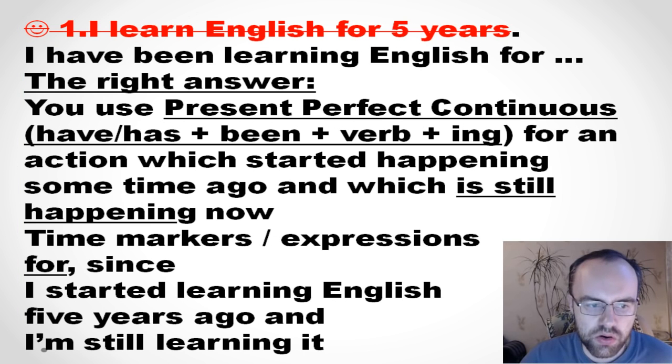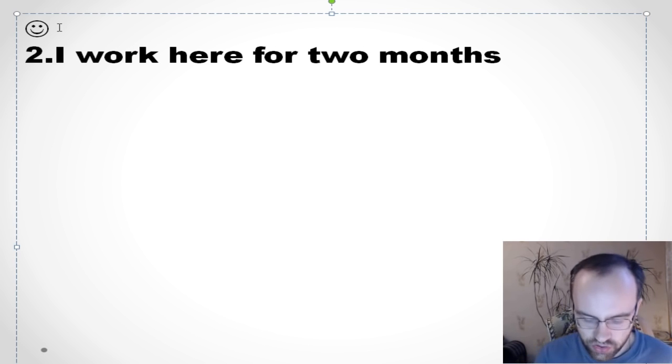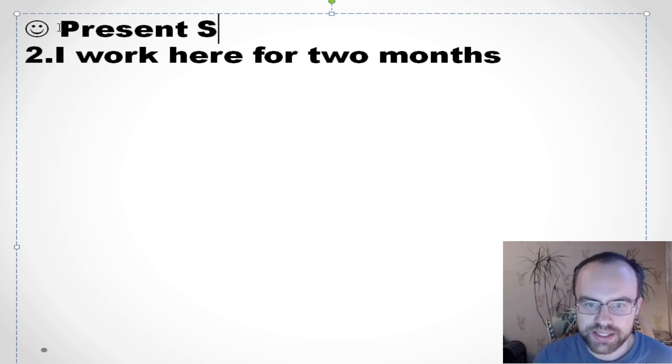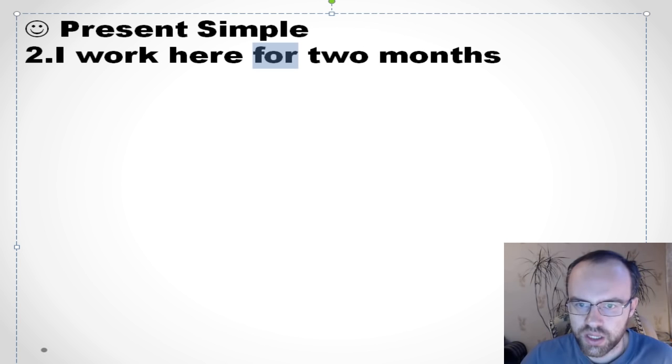Okay. So one more thing. "I work here for 2 months." Okay. So you see, it's present simple, and you may think it's right, but in fact, it's wrong. So you see for, and when you see for, you need to think, oh, maybe it's present perfect continuous.